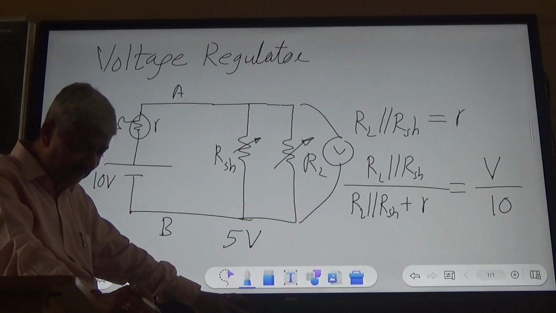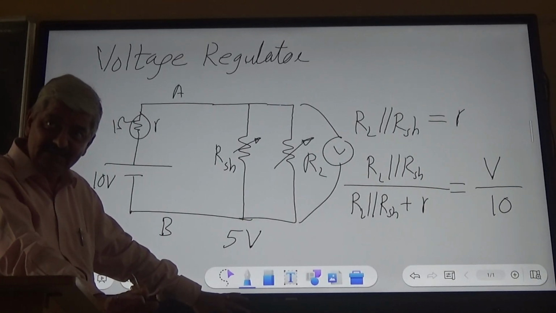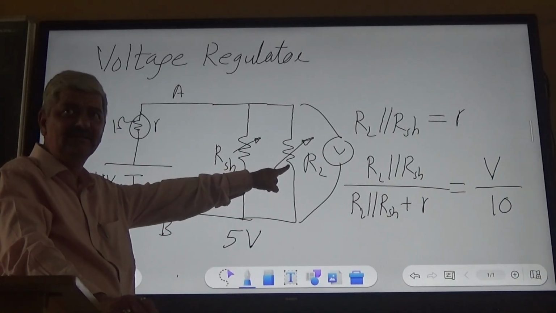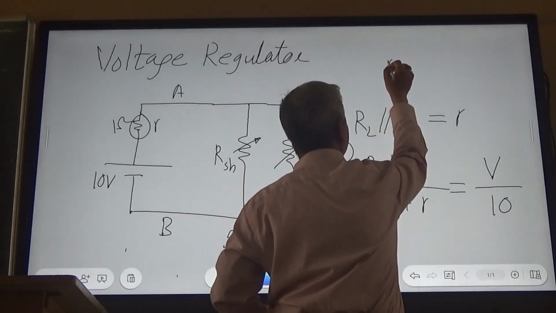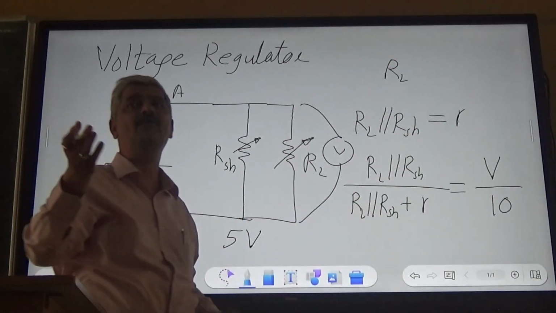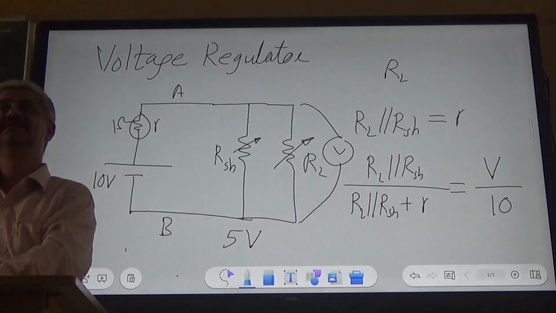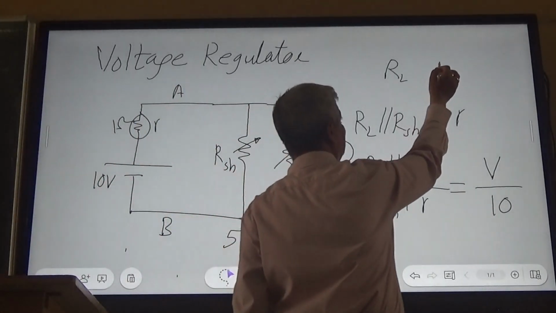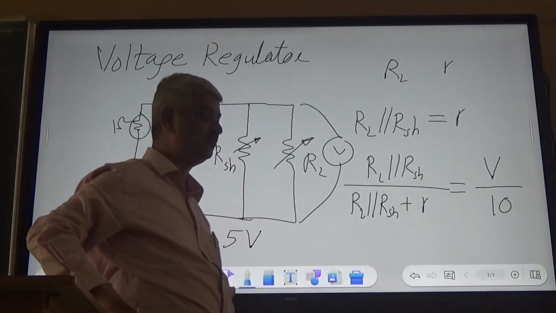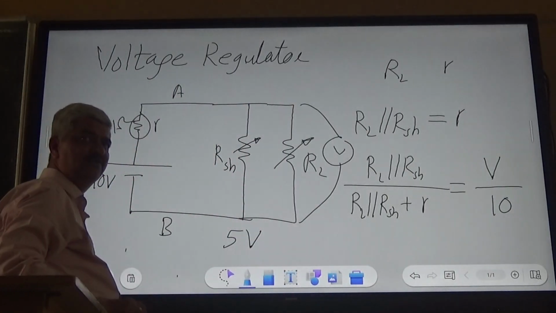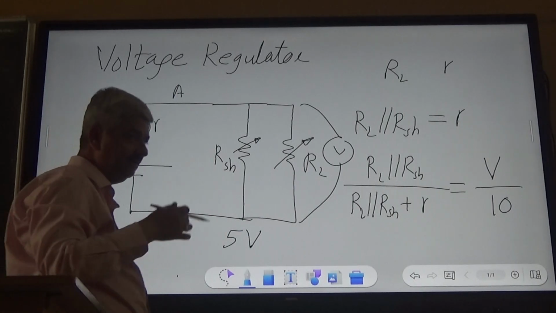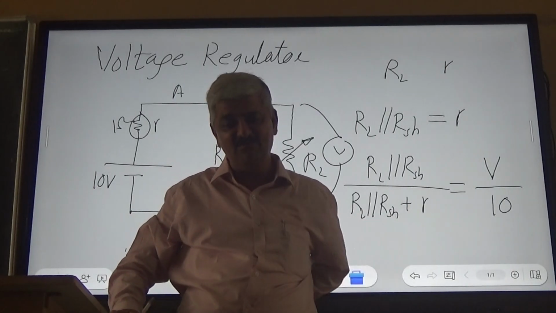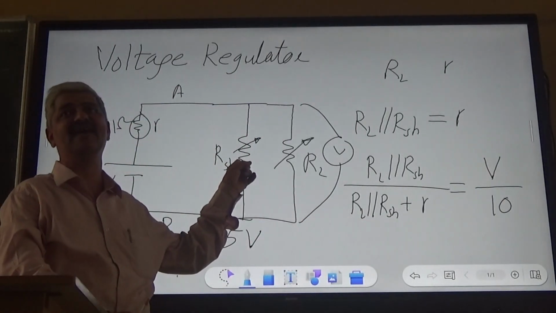And it has got a limit. What is the limit? That RL... what is the limit of shunt regulator? What is the limit of shunt? RL and R, there is a relationship. Suppose if this is 10 volt and this is 5 volts, or in general, in any case, what maximum value can this shunt resistance have?